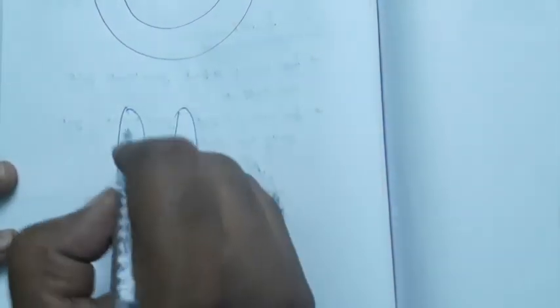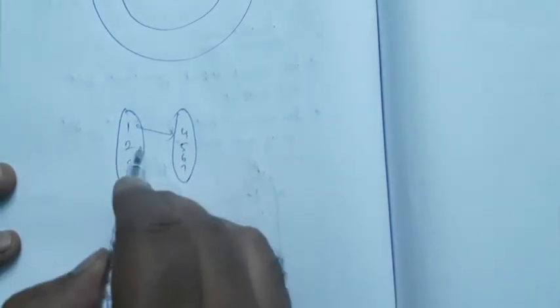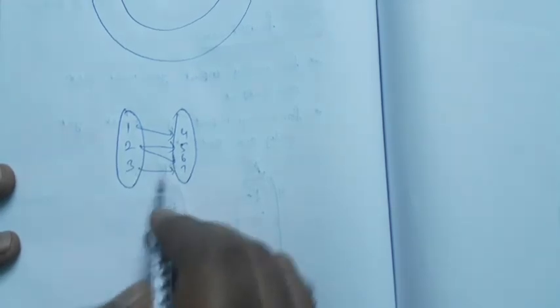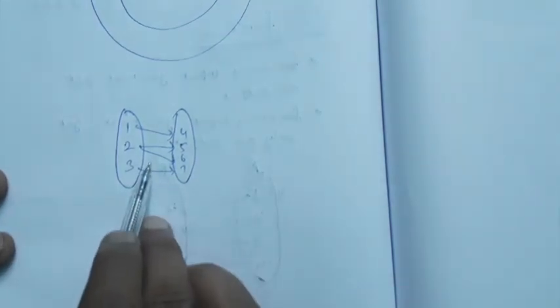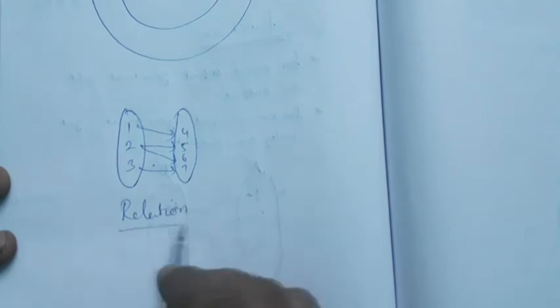In relations, you can have one or many outputs for a single input. But in functions you must have only one output for an input. Let me draw a diagram and explain it to you. 1 2 3 4 5 6 7. Is this a relation? Yes, of course this is a relation, because it is a subset of a Cartesian product. Based on some conditions, this mapping has been done. So this is definitely a relation.